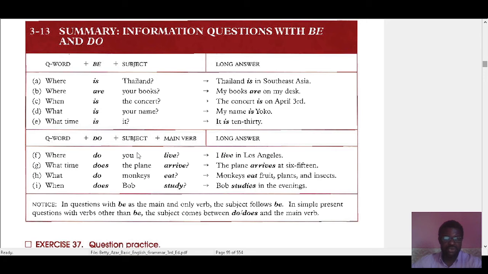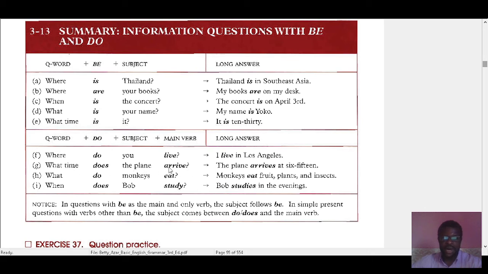Say, where do you live? The main verb is what? Live. The auxiliary verb is what? Do. So where do you live? I live in Siem Reap. I live in Los Angeles. I live in Cambodia.